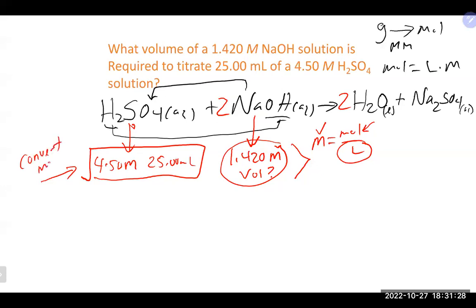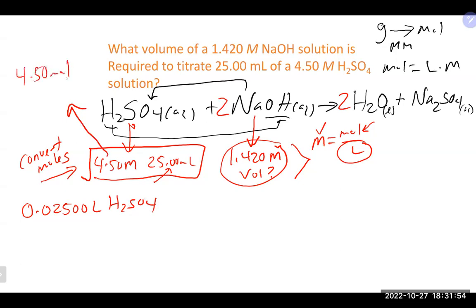And again, this is where the main difference is. Instead of grams and molar mass, we're going to use the volume and the molarity to do so. That means my volume here needs to be converted to liters. So we're going to divide it by 1,000, which gives us 0.025 liters of H2SO4. Remember that my molarity here is 4.50 moles per liter.